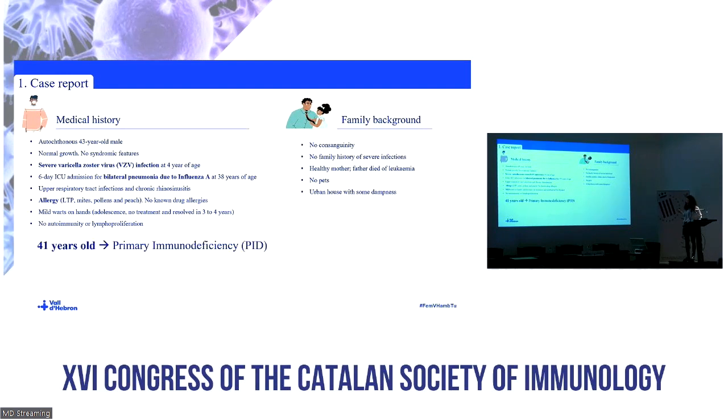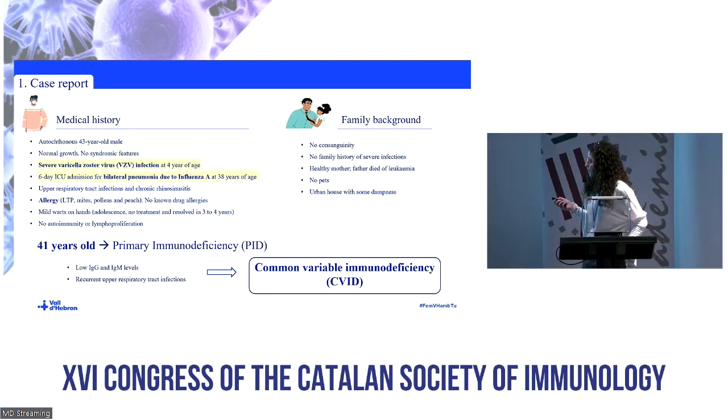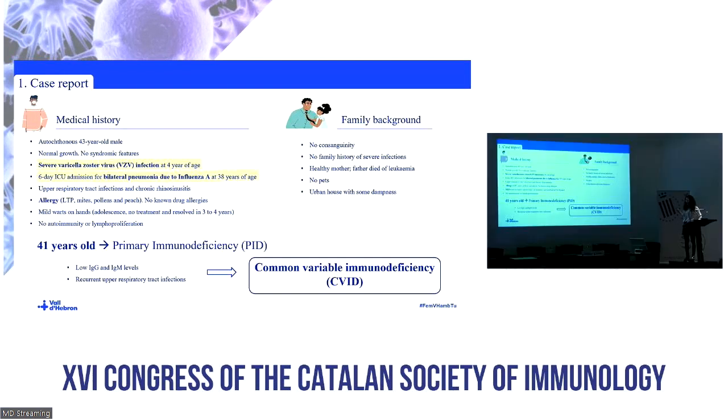So at 41 years of age, the patient was diagnosed by another center as a possible primary immunodeficiency, in particular as a common variable immunodeficiency, due to low IgG and IgM levels and recurrent upper respiratory tract infections. But a meticulous anamnesis of the patient during the clinical follow-up in our hospital revealed these two relevant episodes of viral infection, indicating a possible underlying T-cell defect and pointing to a possible combined immunodeficiency.